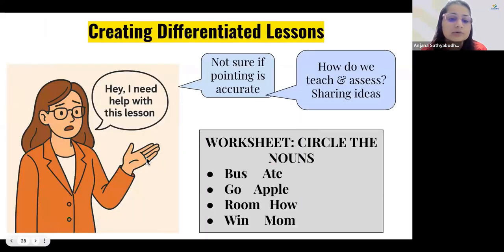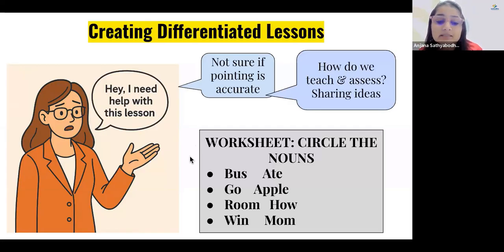So more on this. Now, I'm going to share some real examples. The educators would sometimes require help with the lessons. Sometimes they were not sure whether the student was just pointing randomly or really understanding and pointing. So that was one of the concerns.